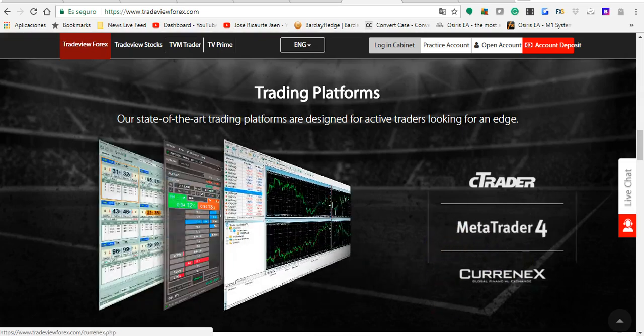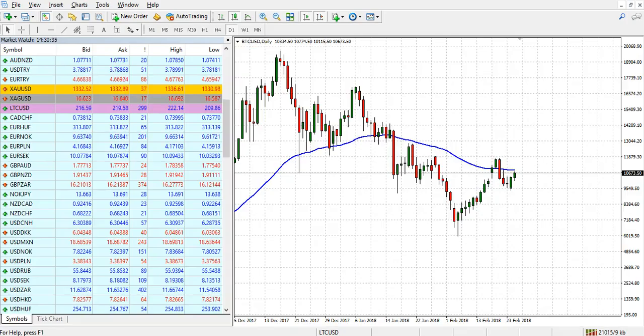Let's begin. I'm going to go directly to our TradeView Markets MT4, and I'm going to start with Bitcoin against the US dollar, BTC USD. And the first thing we want to do is know where the trend is. One basic method to do that is to use a 50-day period exponential moving average.